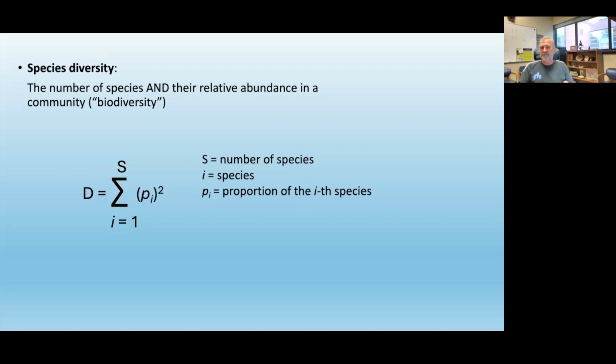Okay, so let's talk about species diversity. Species diversity is an index. So I'm going to be using the Simpson's diversity index, but there are others out there. There's a number of these. So with Simpson's, you're looking at the number of species, or the species richness, and its relative abundance in this community.